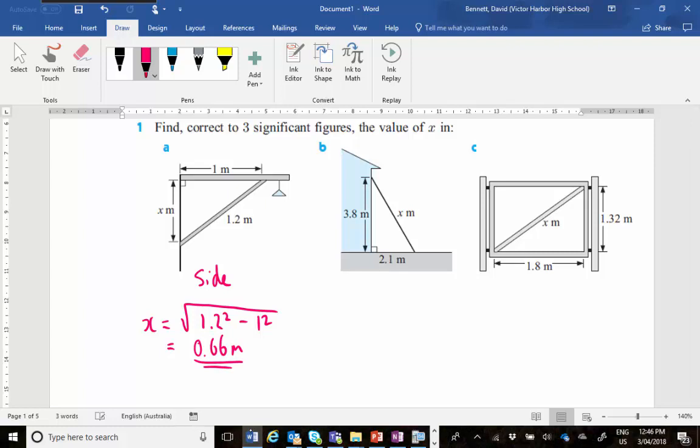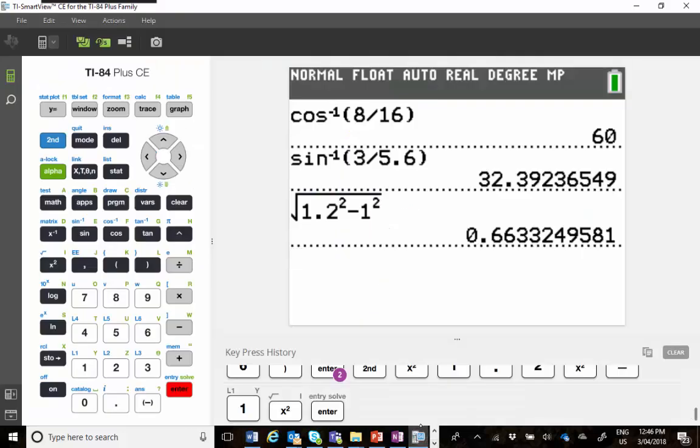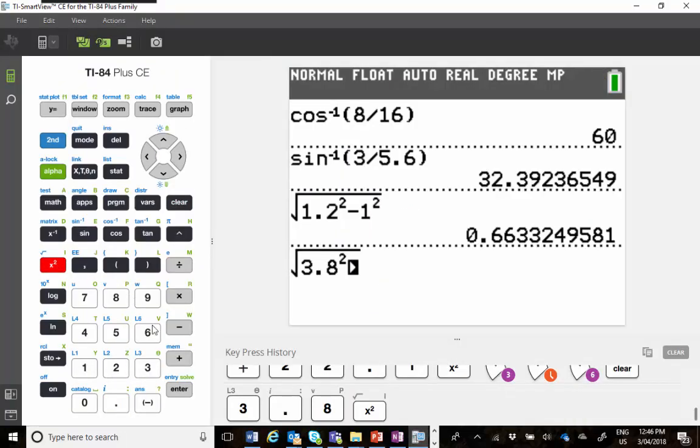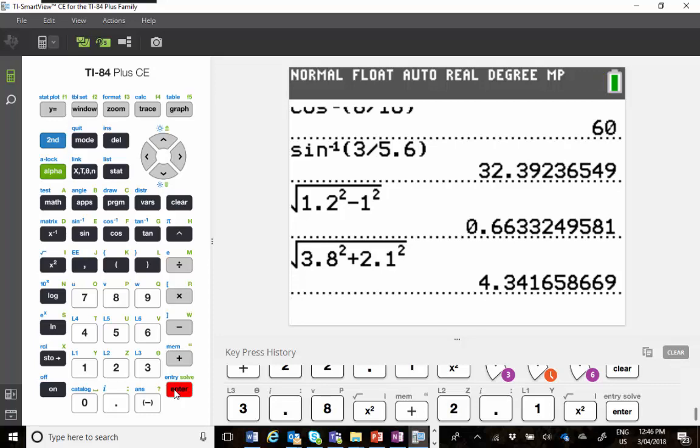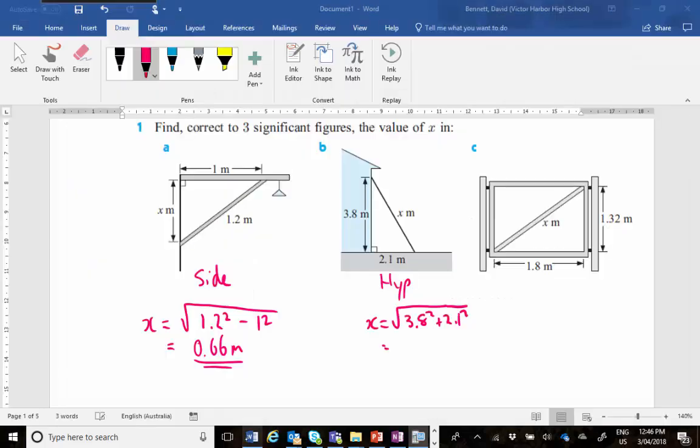In this example here, we're finding the hypotenuse. So therefore we can say x is equal to the square root of 3.8 squared plus 2.1 squared, and we can go straight to our calculator and do that. It's going to be 3.8 squared plus 2.1 squared, and that's going to give me an answer of 4.34 metres.